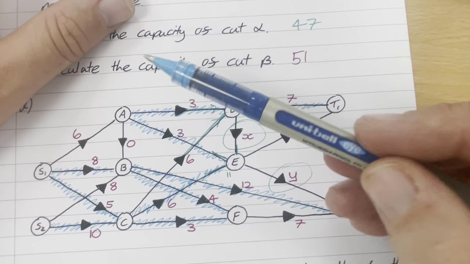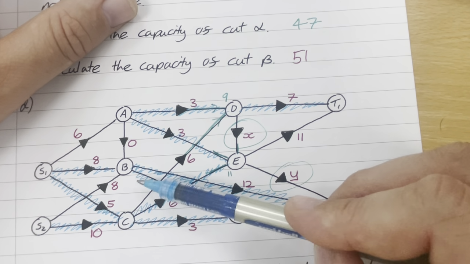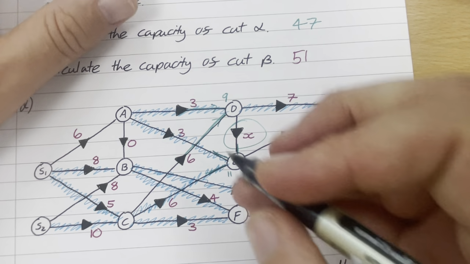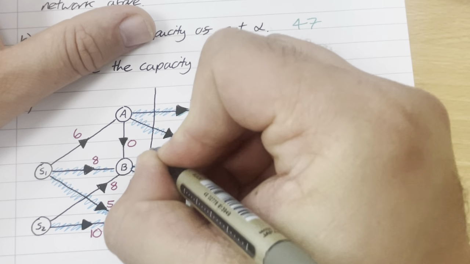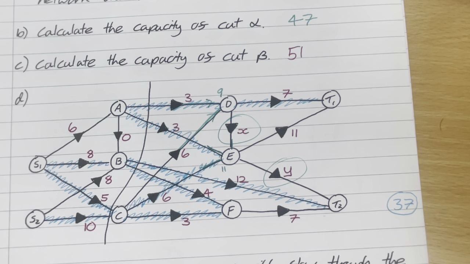But I can see that actually if I cut all the way through there, I am only crossing arcs which I've scribbled out. So therefore that must be the minimum cut. So I'm just going to pop that in there. I'm going to call this cut gamma because I've already got cuts alpha and beta there.